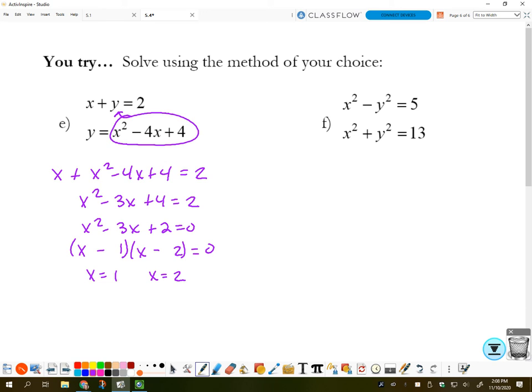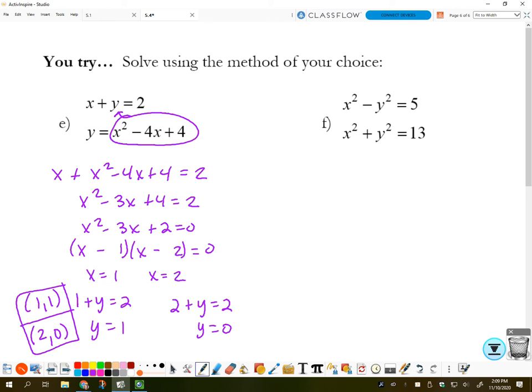Alright, so if x is 1, then 1 plus y is 2. So y is 1. So you got a solution at 1, 1. If x is 2, then you have 2 plus y equals 2. Subtract and you get y is 0. So you have another solution at 2, 0. Alright, and you have a quadratic and a line, so 2 answers make sense.